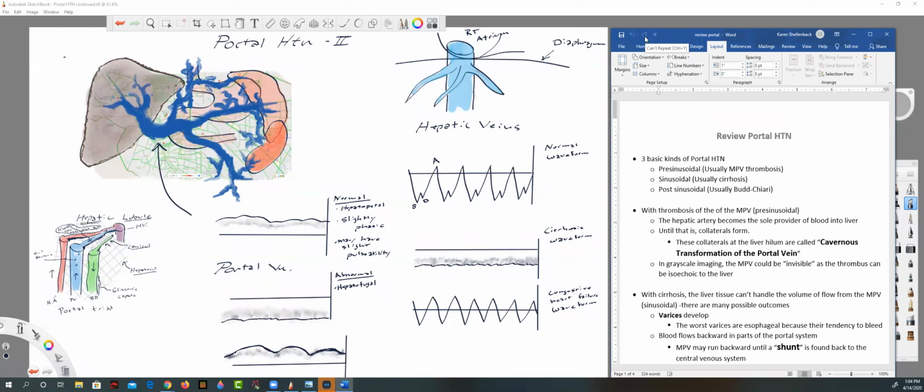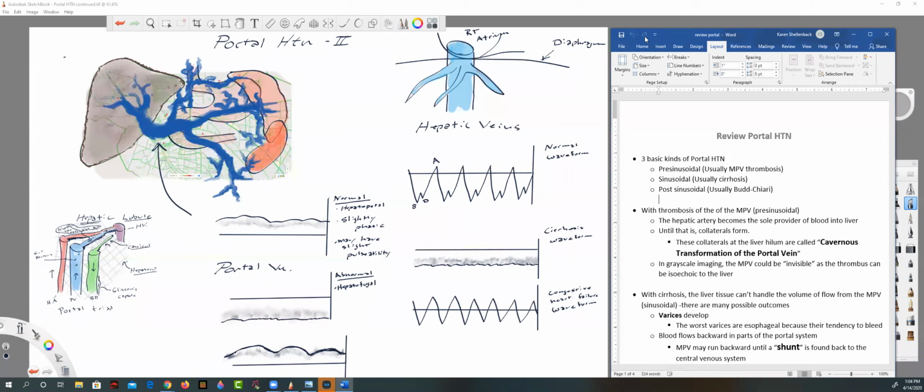So let's just go through this list really quickly and let me talk about what we have here. We have the three basic kinds of portal hypertension. Pre-sinusoidal, which usually means main portal vein thrombosis. Sinusoidal, meaning the liver itself, usually cirrhosis. And then post-sinusoidal is usually Budd-Chiari. Budd-Chiari, if you remember, is the thrombosis of either the IVC or the hepatic veins or both.